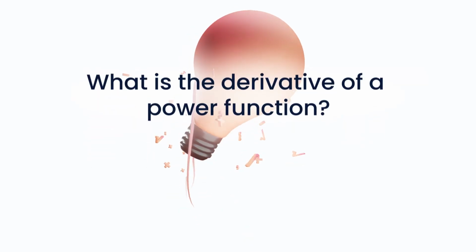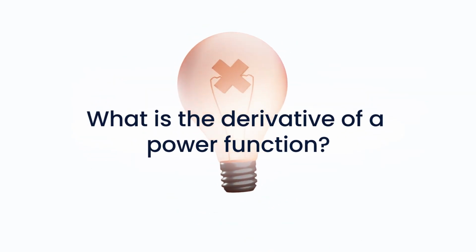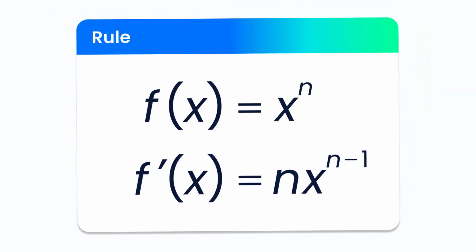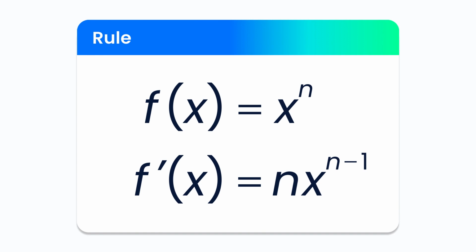What is the derivative of a power function? For a power function of the form f of x equals x to the nth power, its derivative, f prime of x, equals n times x to the power of n minus 1.